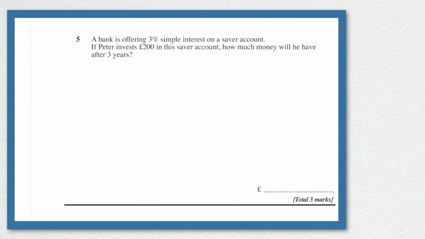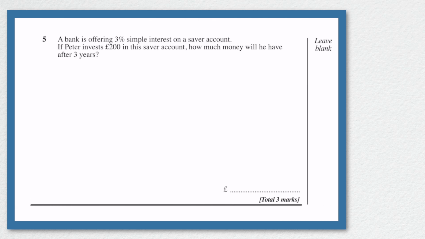And one final question. A bank is offering 3% simple interest on a saver account. If Peter invests £200 in this saver account, how much money will he have after 3 years? Do pause the video and have a go at the question yourself before I go through the answer. So this time the interest is 3%, and the original investment is £200. So at the end of each year, 3% of £200 will be added, and the time period is 3 years.